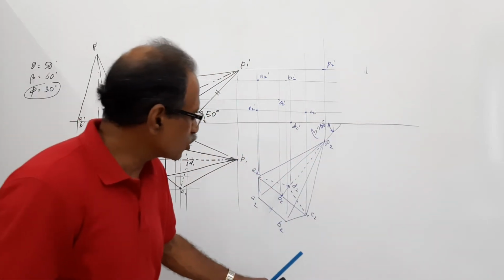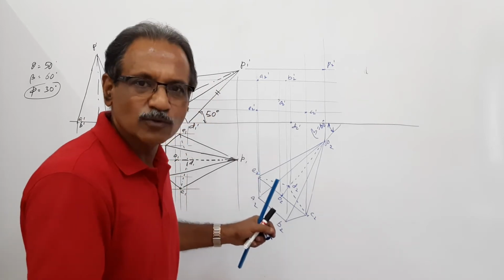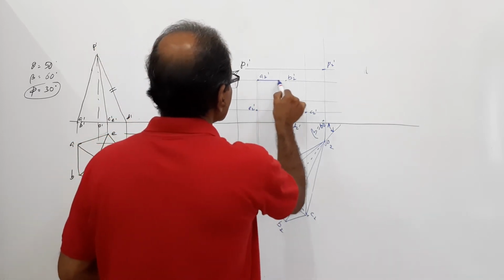The base is nearer the observer. Apex is nearer to VP, so the full base will be visible from the front, with lines.